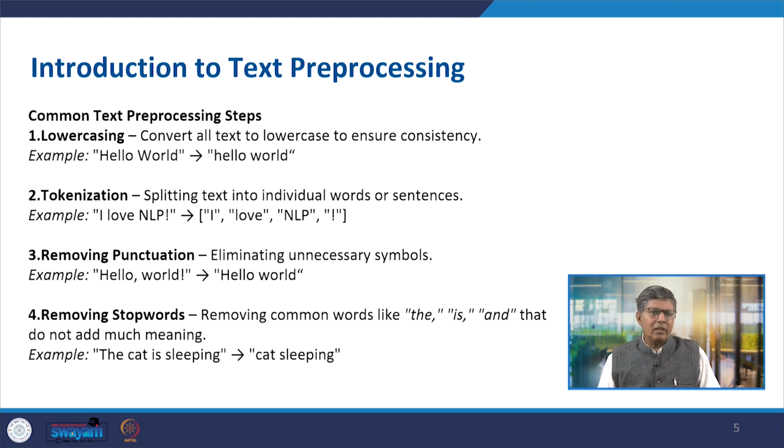Second is tokenization. Now, splitting text into individual words or sentences. So, for example, you see I love NLP. Now how has it been broken? I is first, love second, NLP is third, and then you have an exclamation mark, that is the fourth. So what does tokenization do? Tokenization helps you to break sentences into individual words, or break a document into sentences, so that you can extract meaning out of it.